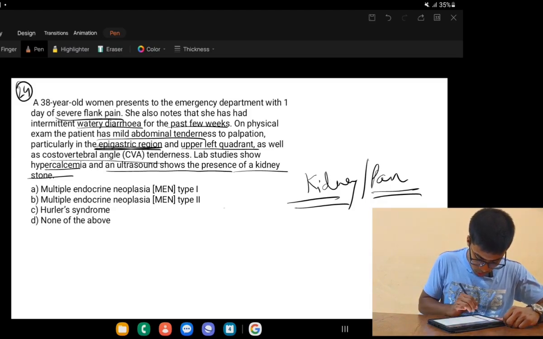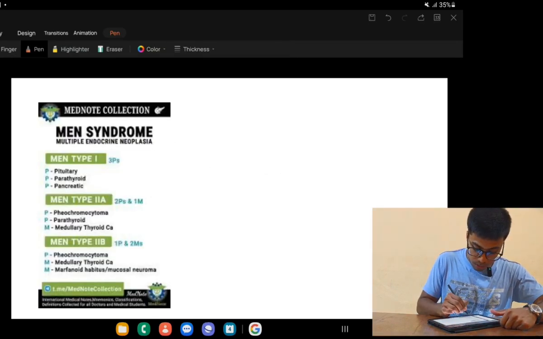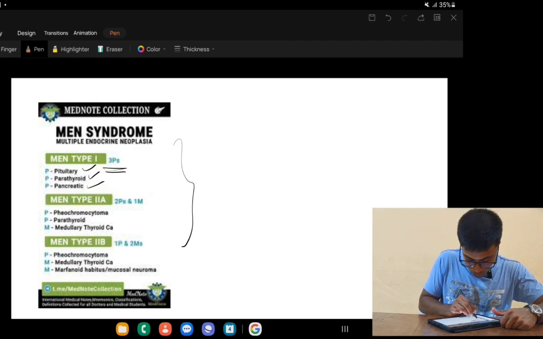Let's see how to solve this question. For this question, we should know these three types: MEN 1, MEN 2A and 2B. The three P's in MEN 1: pituitary, parathyroid and pancreatic. So for now, my answer should be MEN type 1.